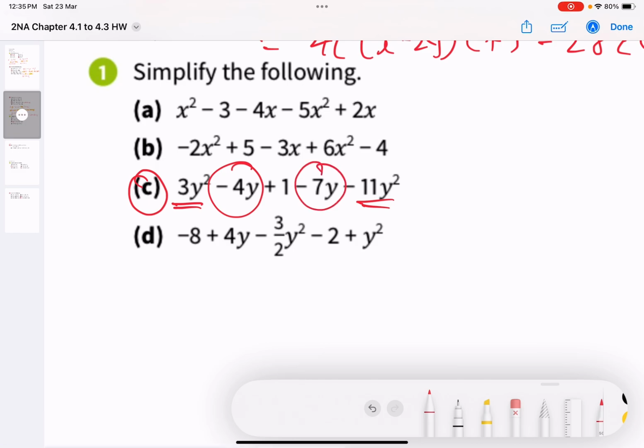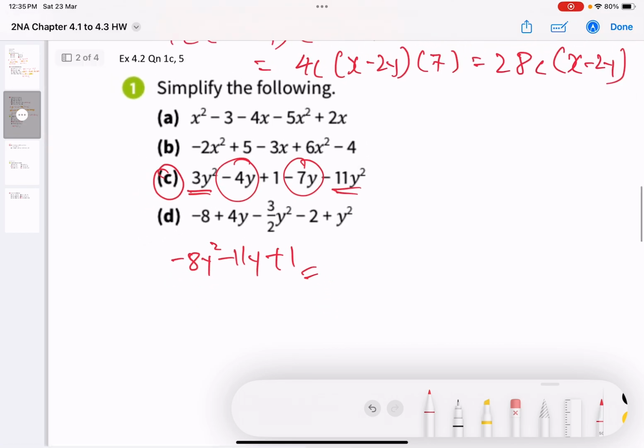So we do the y square first. Use a calculator if you don't know. 3 minus 11 gives me negative 8y square. Negative 4 minus 7 gives me negative 11y, and I have a plus 1. That's it. Okay, simplification, you just need to combine all the like terms.